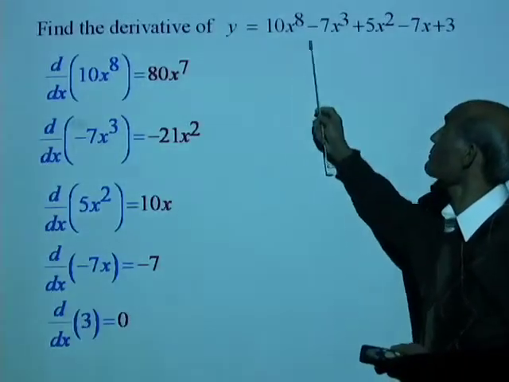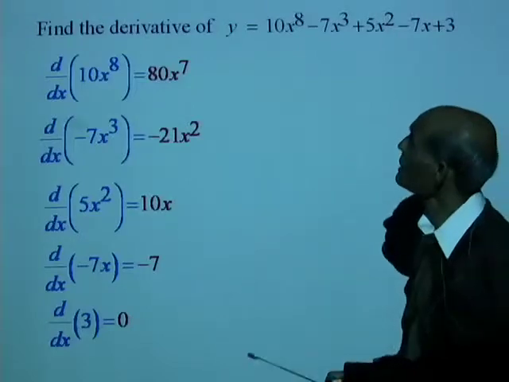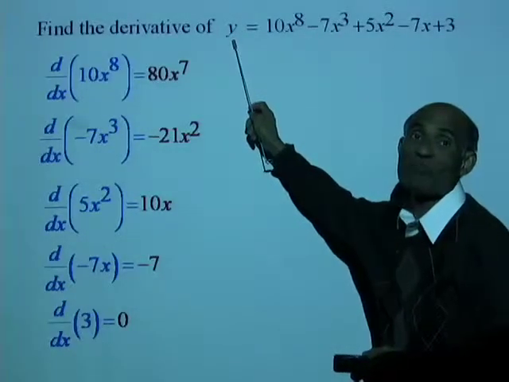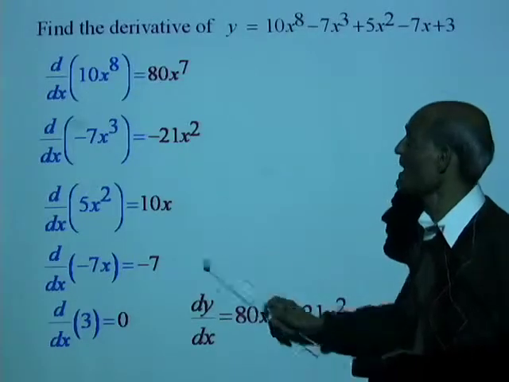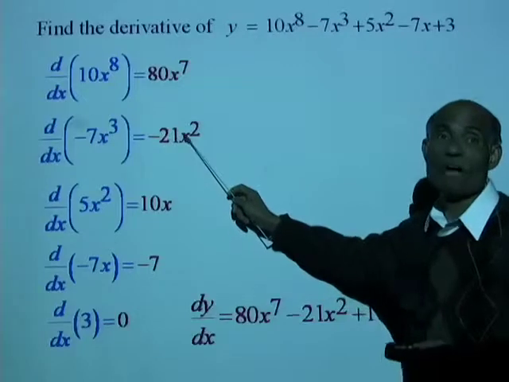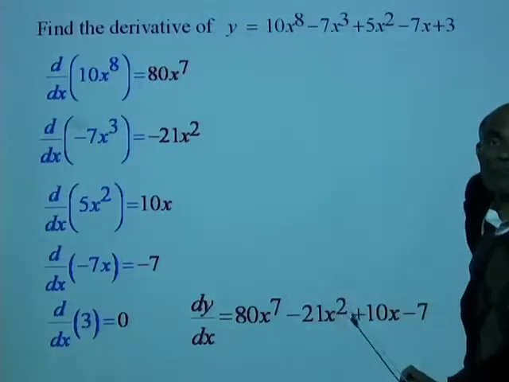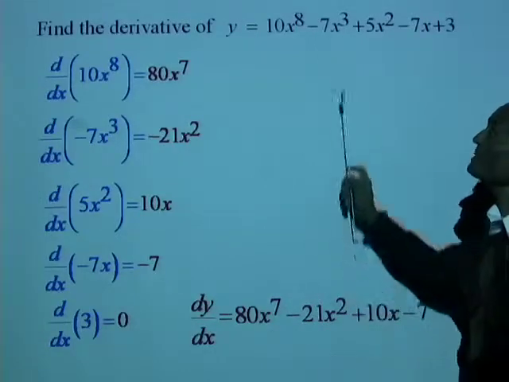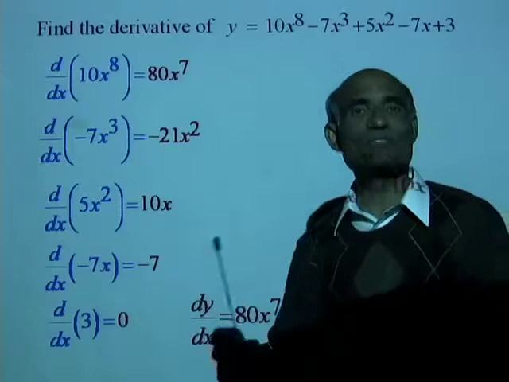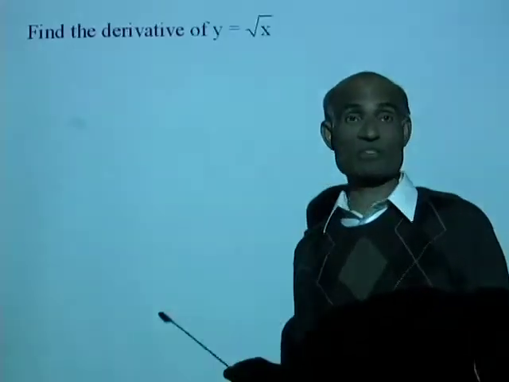We have now the derivatives of each of these terms. So tell me, what is the derivative of this function? Or what is dy by dx? dy by dx is 80x to the power of 7 minus 21x squared plus 10x minus 7, and that is the derivative of that function. A very simple way to find the derivative. So that power rule is very useful, and practice it.